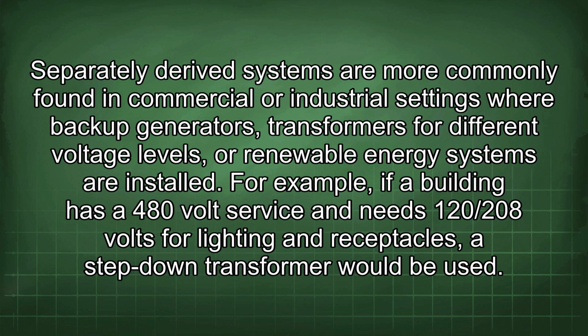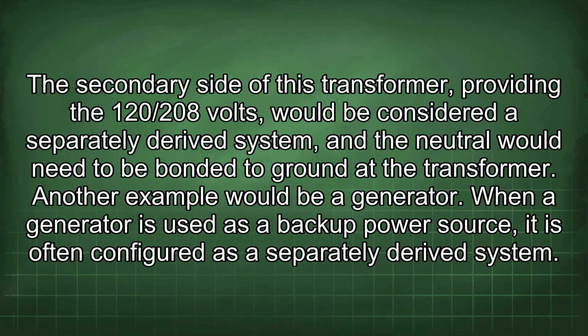Separately derived systems are more commonly found in commercial or industrial settings where backup generators, transformers for different voltage levels, or renewable energy systems are installed. For example, if a building has a 480 volt service and needs 120/208 volts for lighting and receptacles, a step-down transformer would be used. The secondary side of this transformer, providing the 120/208 volts, would be considered a separately derived system, and the neutral would need to be bonded to ground at the transformer.